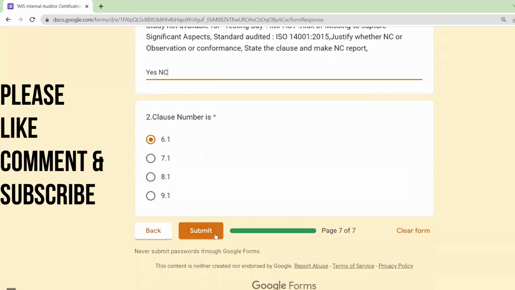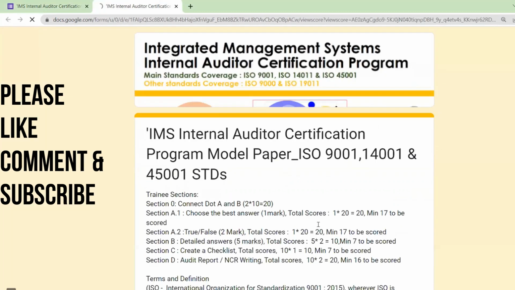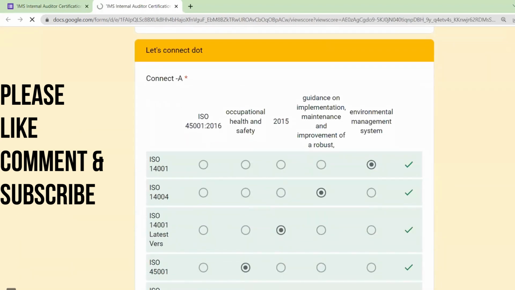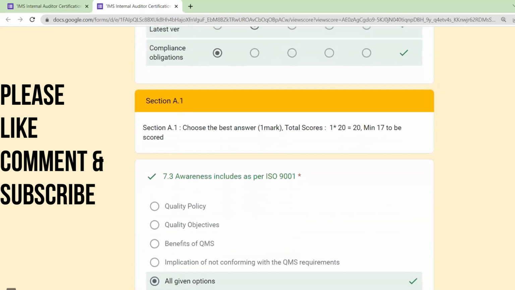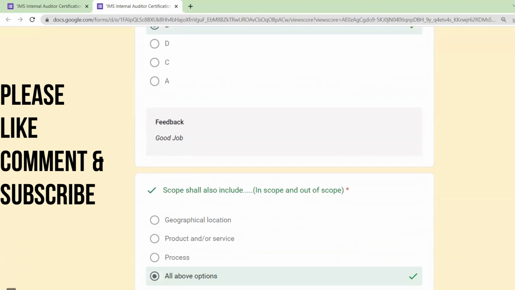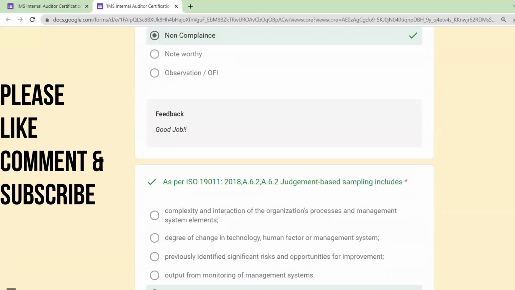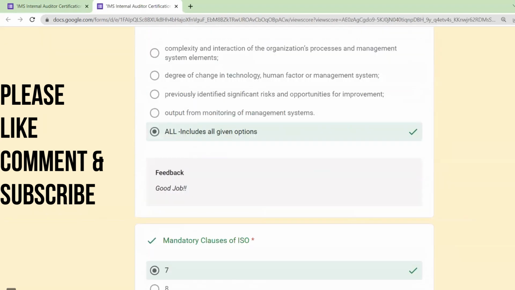And then we're going to submit and we're going to see the accuracy. So everything is fine. Everything seems to be the right answer. You can see here. You can also take this and convert it into PDF. I will also keep this link in the description so that you can follow it. And all these answers, we have got it.